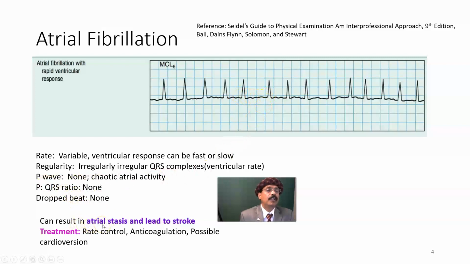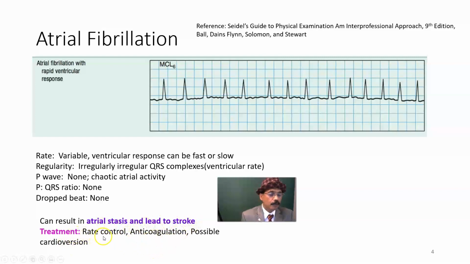So blood may stay in the atria. If it is staying in the atria because of poor contraction, there will be collection of blood clot. There may be embolus formation that may lead to stroke or cerebrovascular accident.